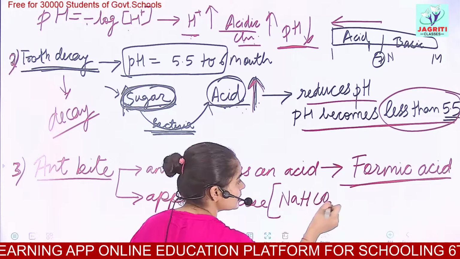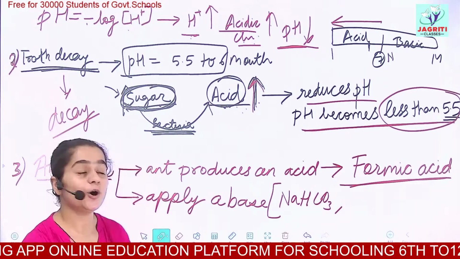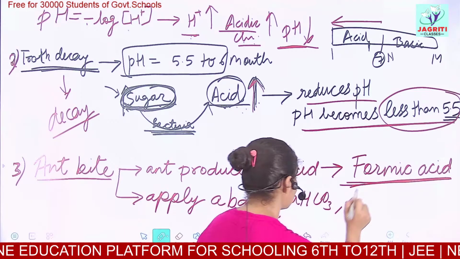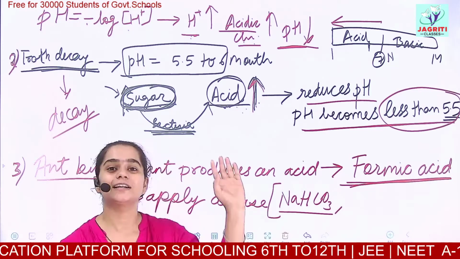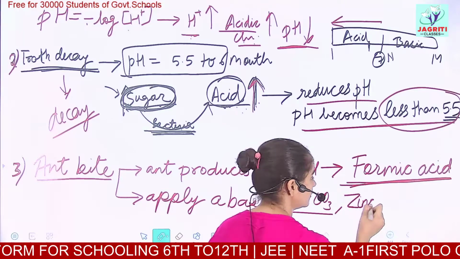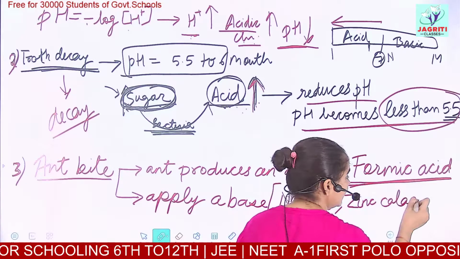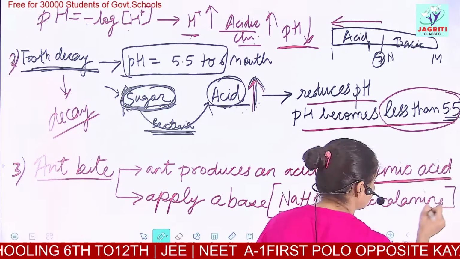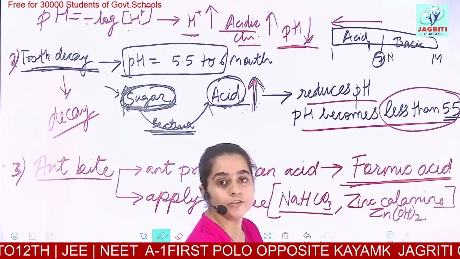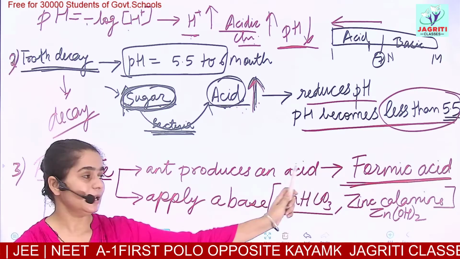When you apply sodium bicarbonate available in the form of medicinal tubes, then the formation of this formic acid is neutralized. A neutral salt is produced. Or the next thing you can apply is zinc calamine, or it is called calamine solution. Okay, zinc calamine can also be applied to neutralize the formation of formic acid.